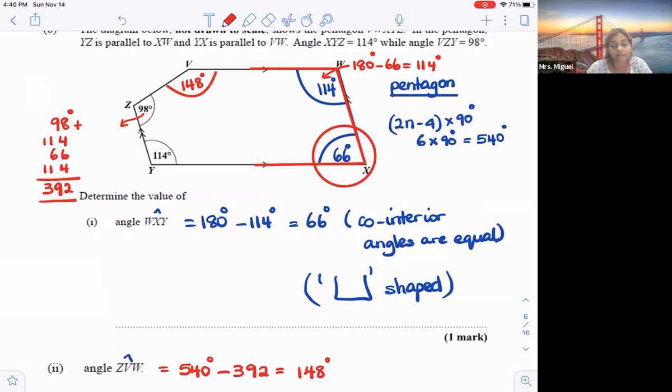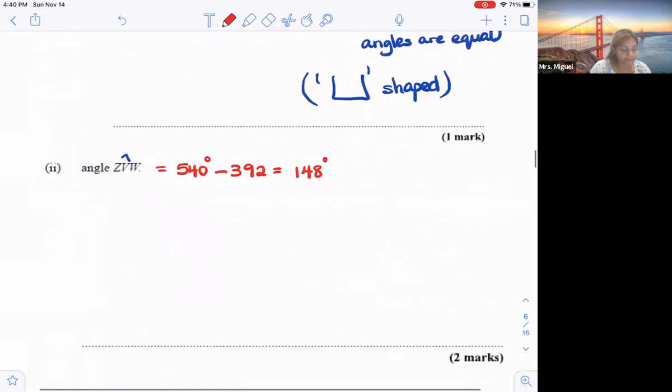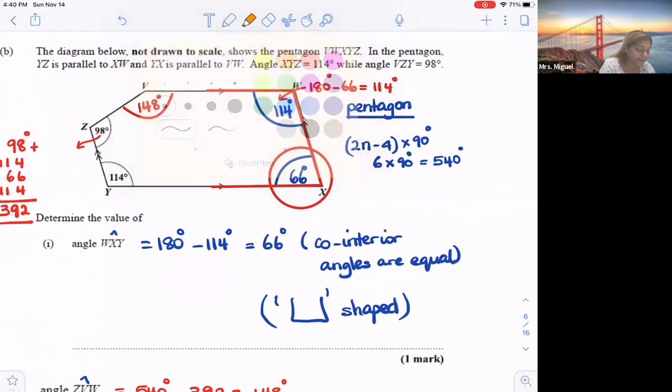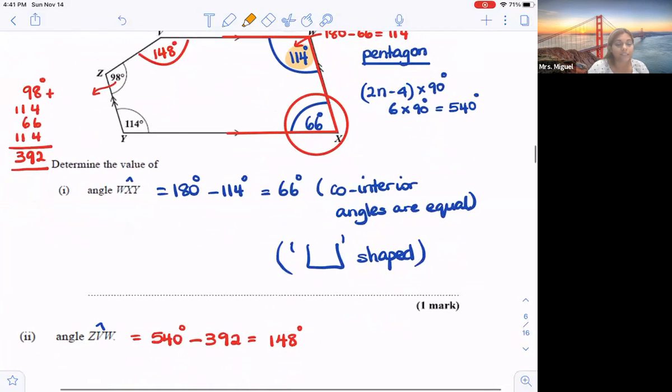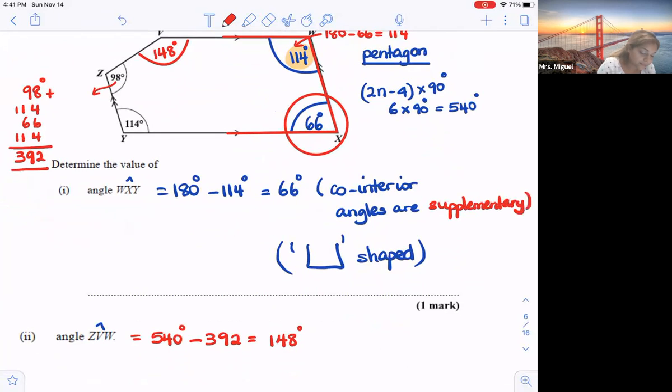Now it is 2 marks, which means that you are expected to work out the angle here before finding the angle at B. That is why the question was worth 2 marks. Before finding the angle at V, you are expected to find the angle at W. And the angle at W will be 140 because co-interior angles are supplementary, right? They are not equal, but they are supplementary. What does the word supplementary mean? That they add up to 180 degrees.